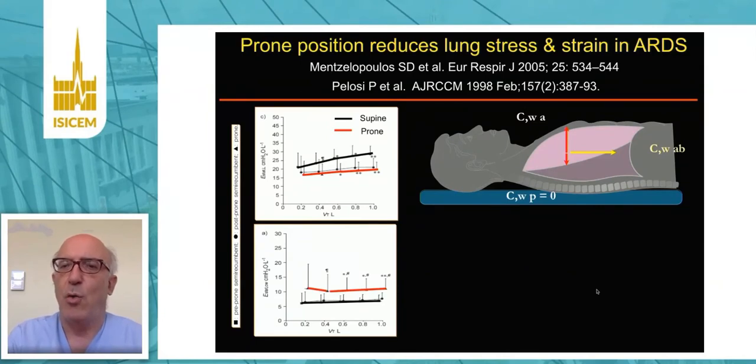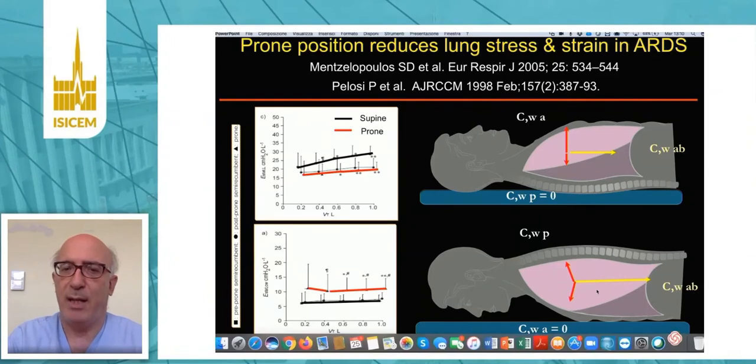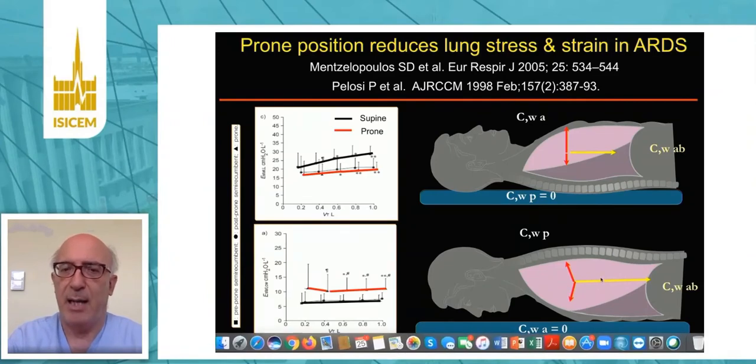So we proposed a model in which in supine position, we have a higher distribution of ventilation towards the non-dependent part and less distribution in the dependent part of the lung. While when we prone the patients, we have a reduction in the stiffness of the sternal part of the lung, and this is associated with more distribution of ventilation towards the abdomen.